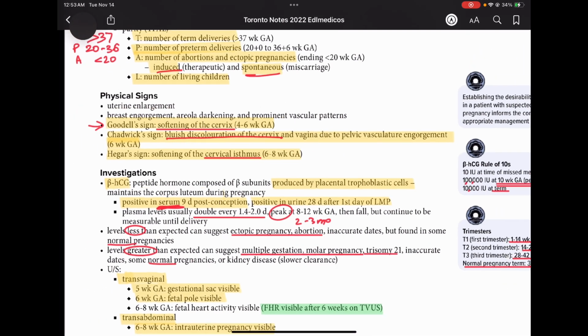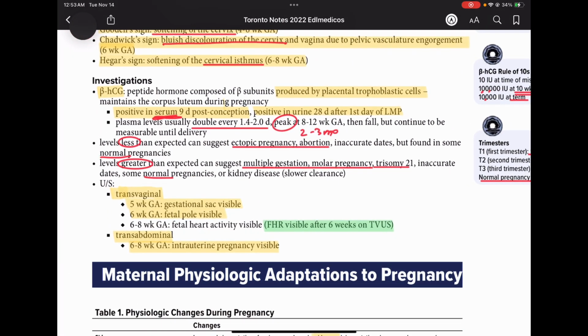Right, moving forward, if the levels of beta HCG are less than expected, we can suggest ectopic pregnancy, abortion, inaccurate dates, or maybe sometimes a normal pregnancy too. But if the levels are greater, then it could be multiple gestation, molar pregnancy, trisomy 21, inaccurate dates, and again it could also be normal pregnancy. It could also indicate a kidney disease, which would be because beta HCG is slowly cleared. That would indicate a kidney disease.